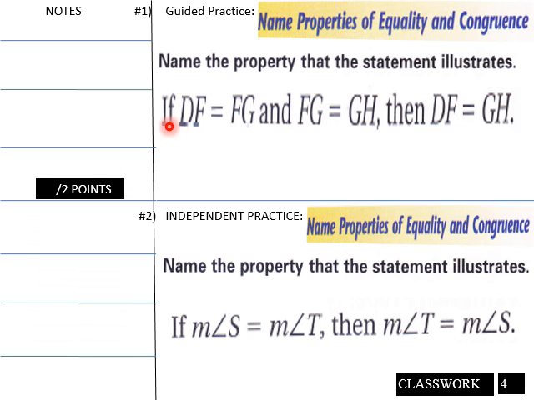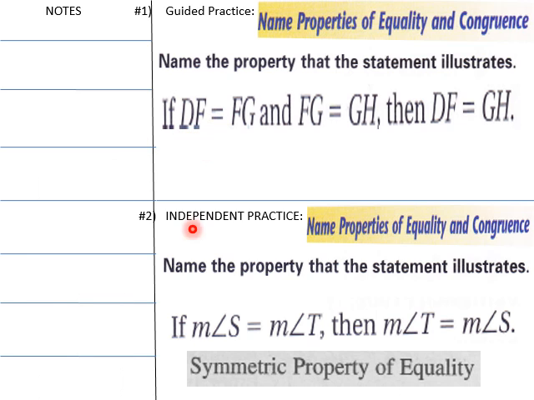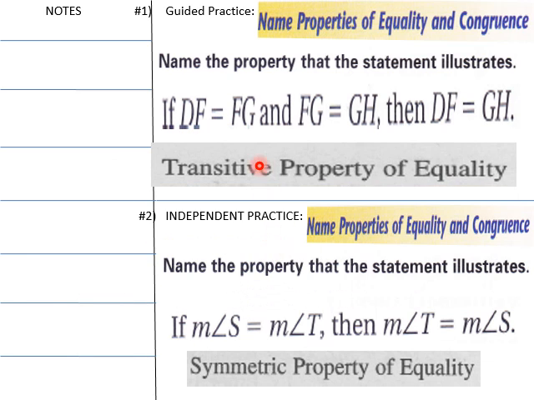Okay, we're going to do a guided practice here now. Students, this is yours down here. This would be the transitive property. Up here, name the property that this statement illustrates. DF equals FG, FG equals GH, then DF equals GH. Transitive property. Name the property here: angle S equals angle T, angle T equals angle S. You just switch positions here. It's symmetric. It doesn't matter which side they're on. They're both equal to each other.